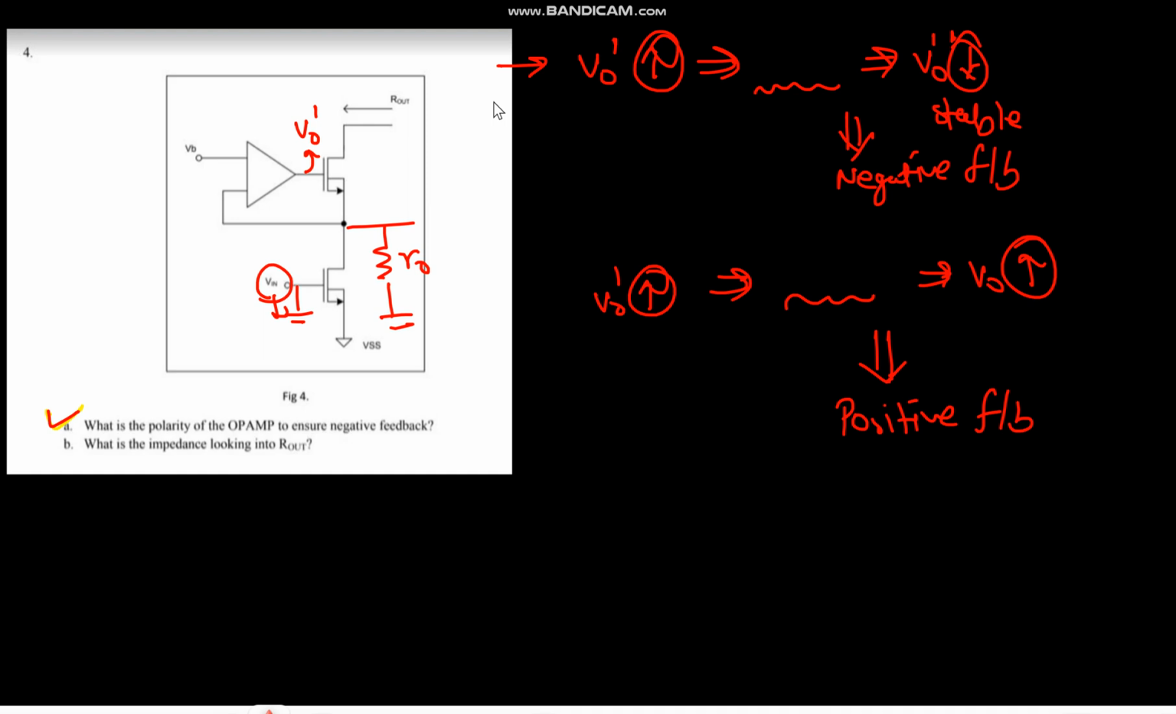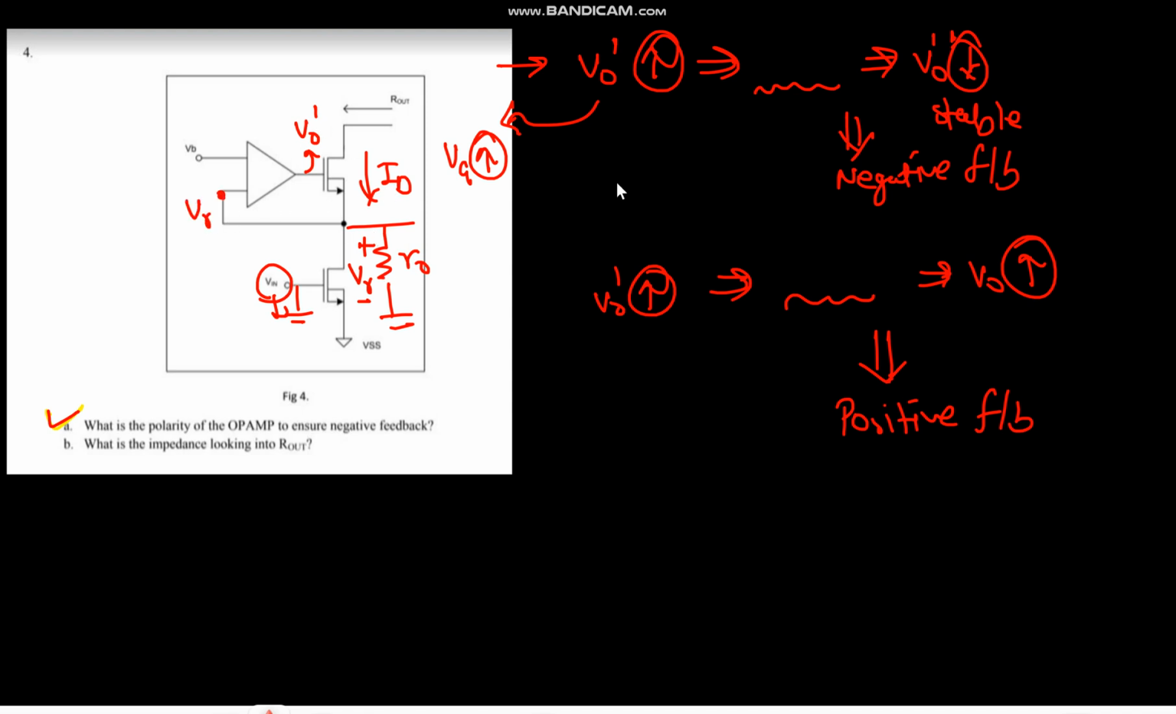Now you are increasing V naught dash, then your gate voltage for NMOS is increasing, so your VGS value is also increasing. That means your ID, the current through this MOSFET, is increasing. So the drop across this resistor R naught is increasing. Now this drop VR would go here.